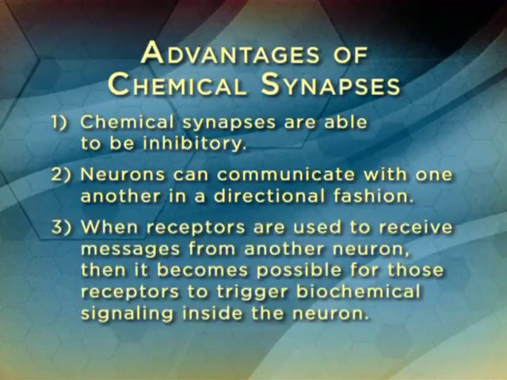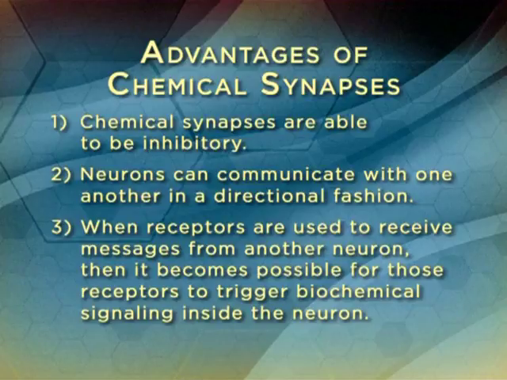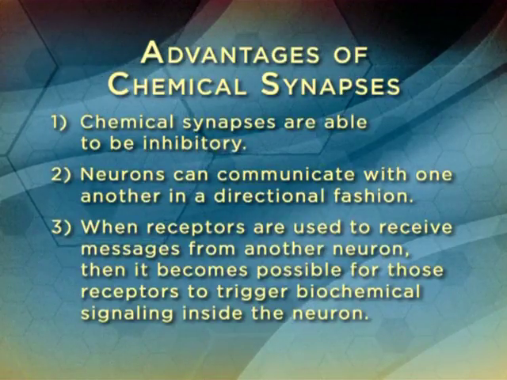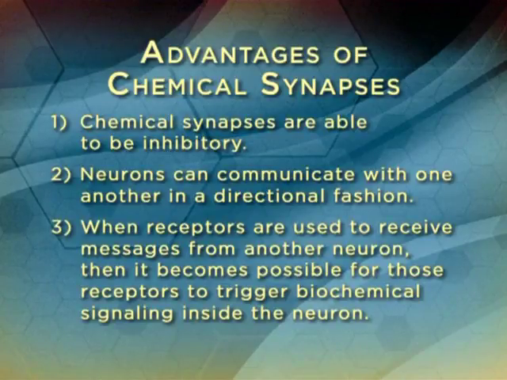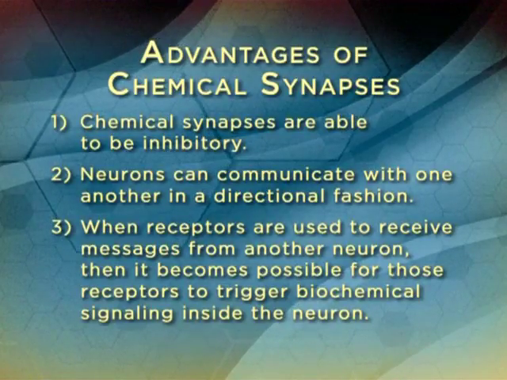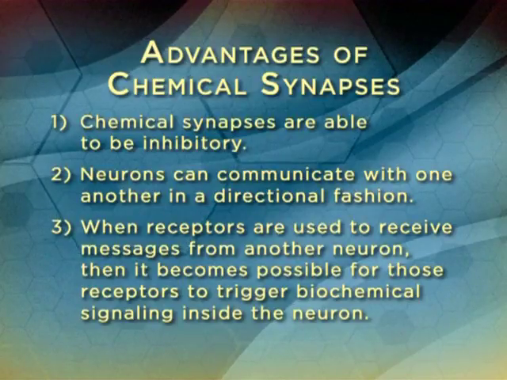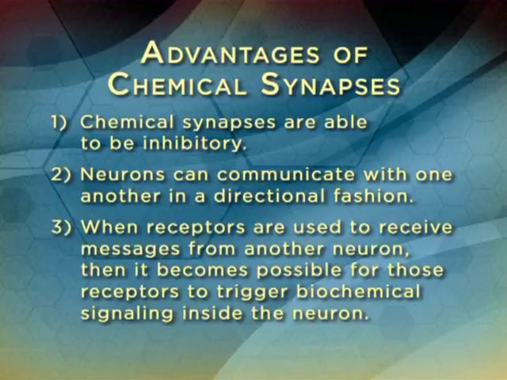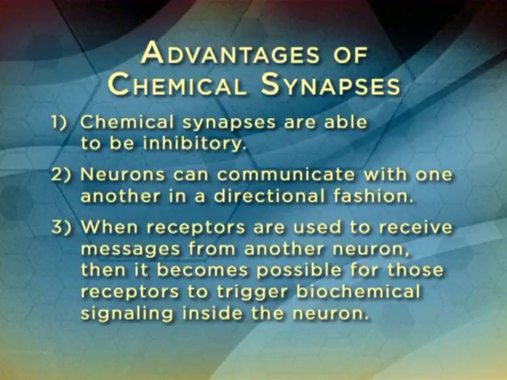And the third advantage is that when receptors are used to receive messages from another neuron, then it becomes possible for those receptors to trigger biochemical signaling inside the neuron. And that biochemical signaling inside neurons is a critical step in processing information and also in guiding long-term processes such as learning and memory.